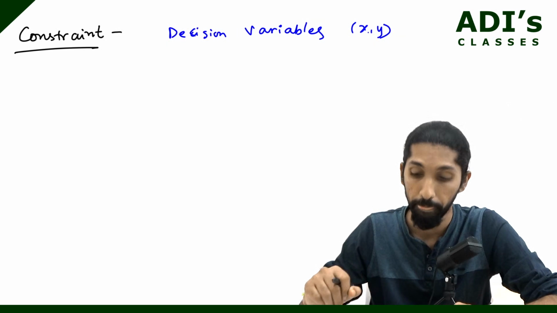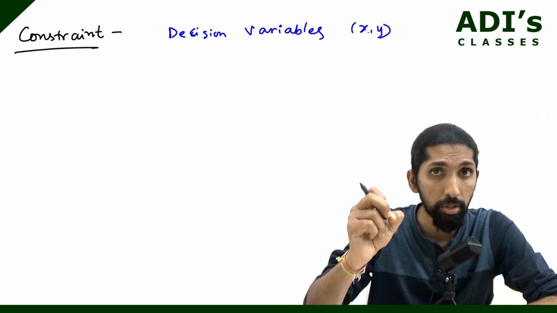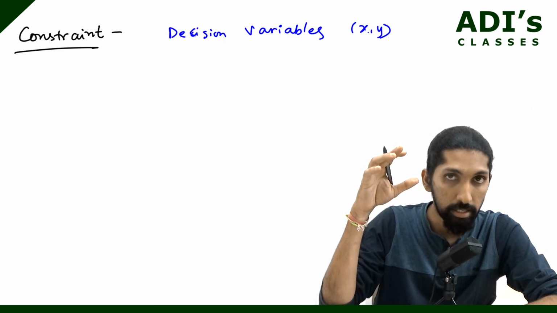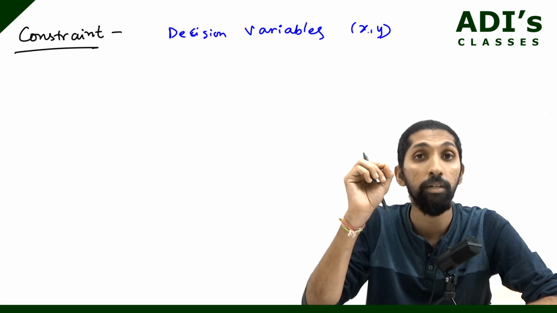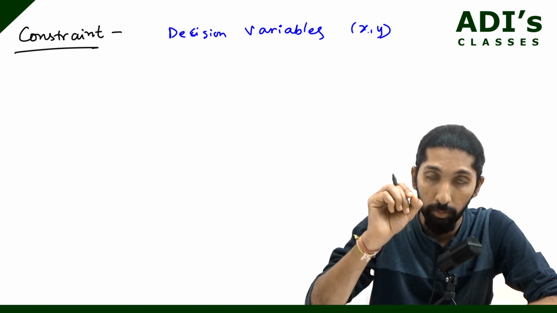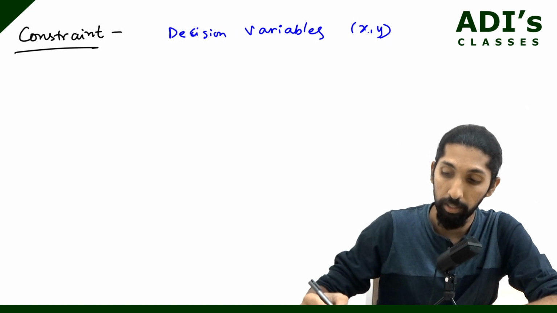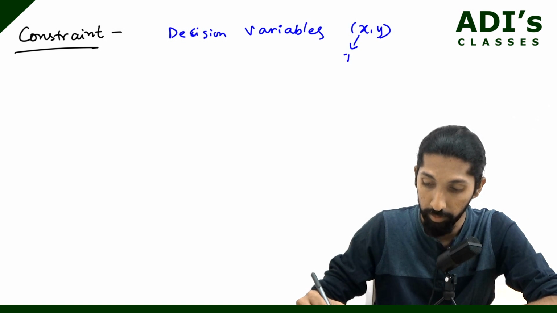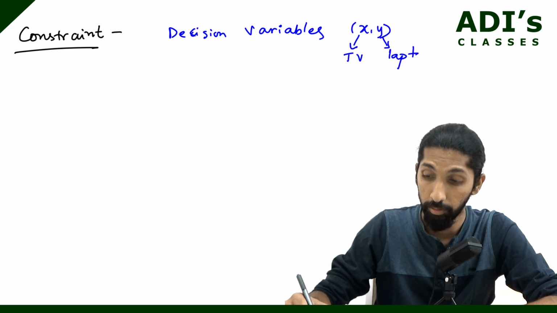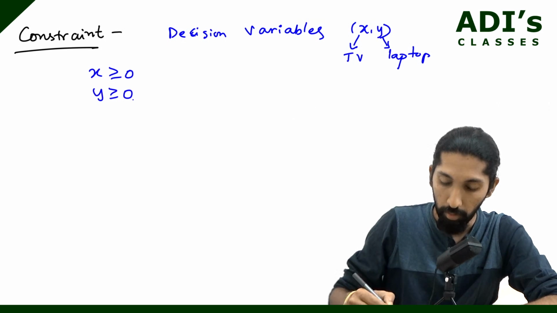You'll understand that. See, when we talk about decision variables X and Y, a constraint is like a condition, right? Now, these decision variables have to have a condition. That condition of the decision variables, they are what we call constraints. For example, if I say that X is the number of TVs in the example we took, and Y is laptops, a very important part you need to understand is that X should be greater than 0. Y should be greater than 0, correct?